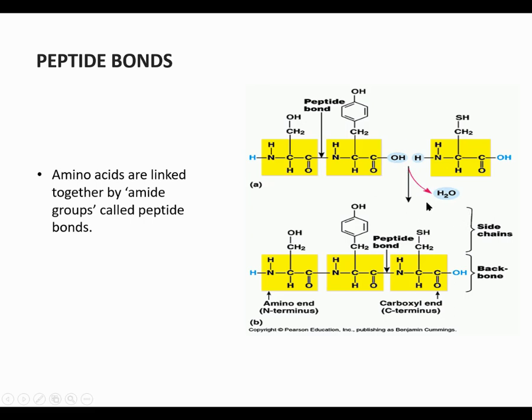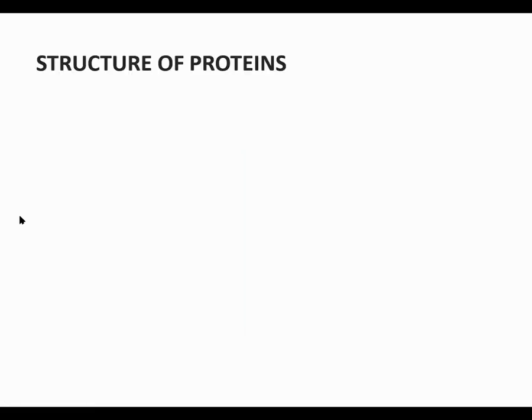Now, take note that in peptide bonds, the end with the carboxylic acid group is called the carboxyl end or the C terminus. And the end with the amino group or NH2 is called the amino end or the N terminus. Okay, so let's discuss now the proteins based on their structures.